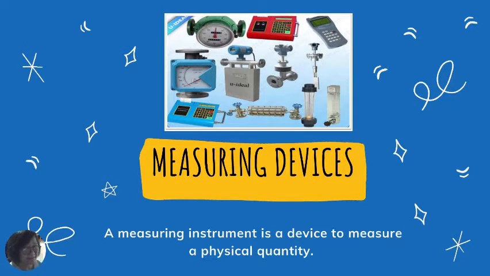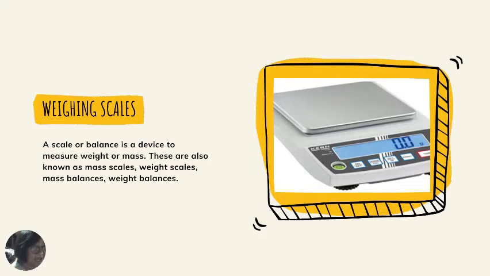Next, measuring devices. A measuring instrument is a device to measure a physical quantity. There are plenty of them. Look at the picture. Next, weighing scales. A scale or balance is a device used to measure weight or mass. These are also known as mass scales, weight scales, mass balances, weight balances.